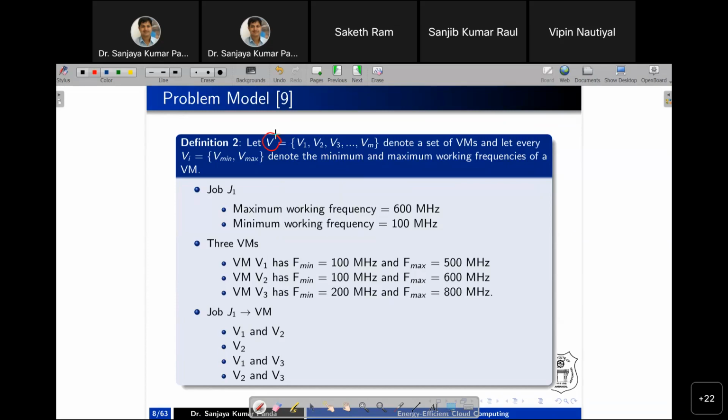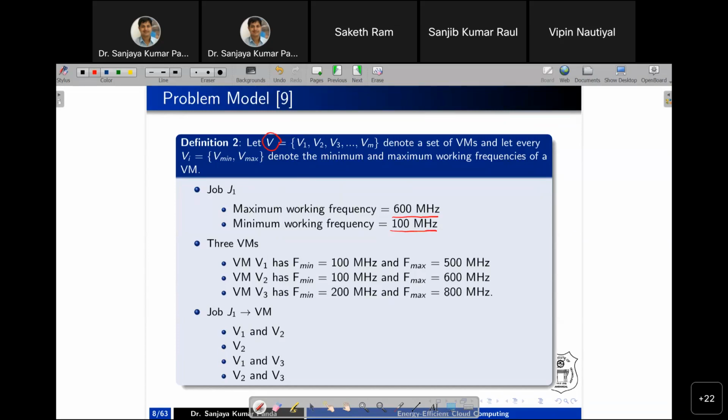This is a virtual environment. But in a virtual environment, whatever resource you are creating is a part of your physical machine. So for example, consider one job J1. Its maximum frequency is 600 megahertz. Minimum frequency is 100 megahertz.